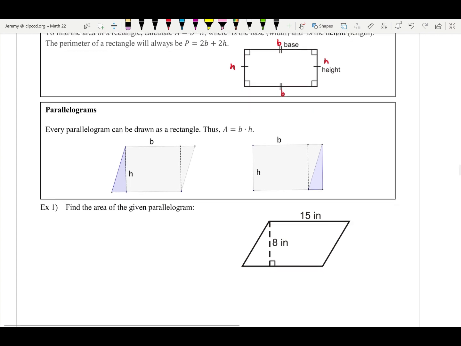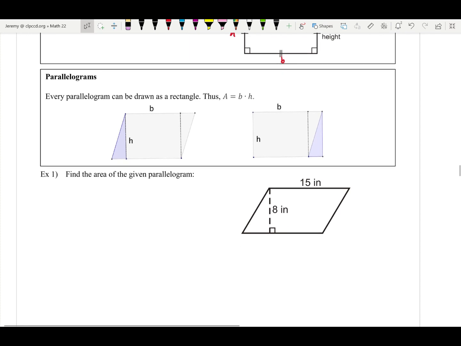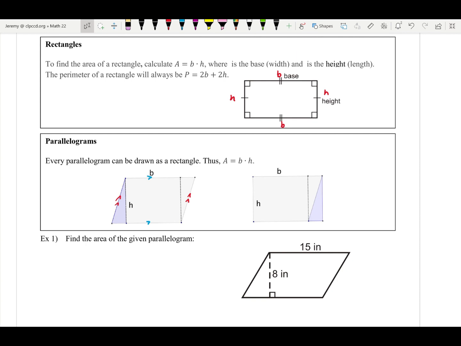Okay, already on to the next shape, parallelograms. Notice that any parallelogram could be redrawn as a rectangle. And as a reminder, a parallelogram is a 4-sided polygon where the opposite sides are parallel to one another. So we have these 2 sets of parallel lines. And it turns out that a rectangle is actually an example of a parallelogram. It's a special parallelogram where all of the interior angles are 90 degrees.